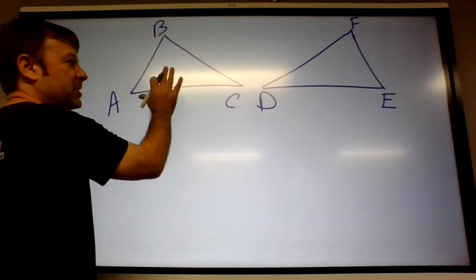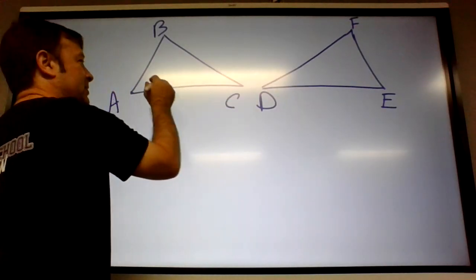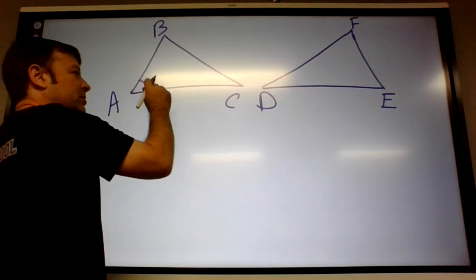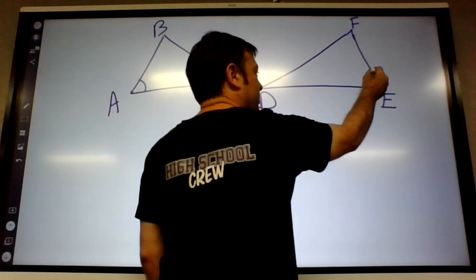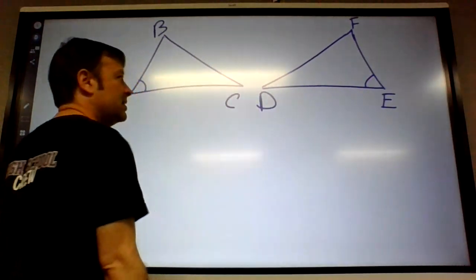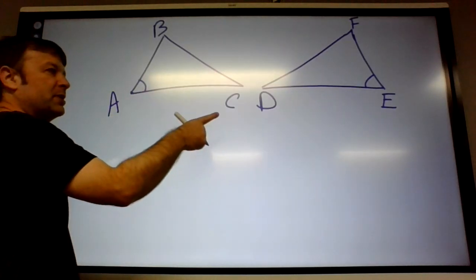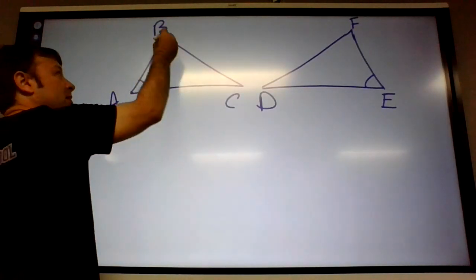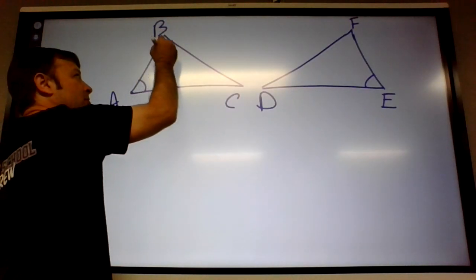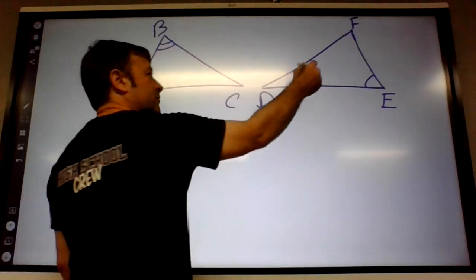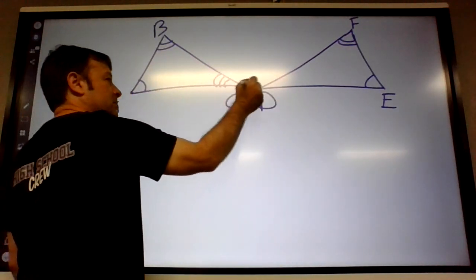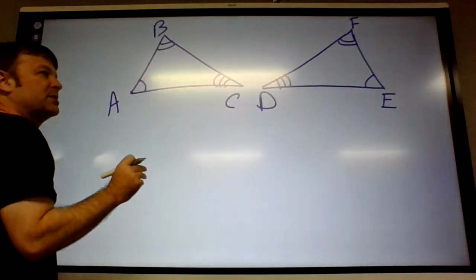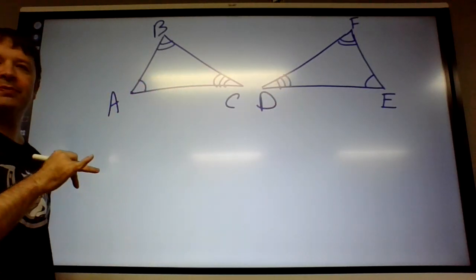So if I drew this picture kind of right, what do you think angle A corresponds to on that other triangle? Angle E. Now my picture's not perfect, but you guys get the idea, right? So if these two triangles were congruent, those two angles would have to be congruent. What does B correspond to? F. And what does C correspond to? Angle D. All right, so corresponding angles have to be congruent.